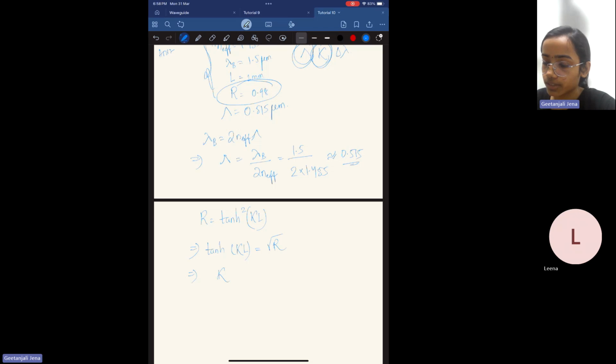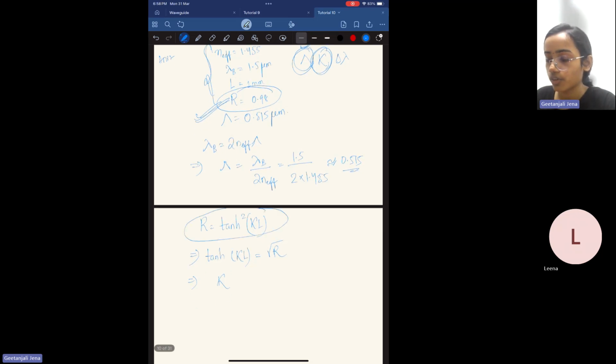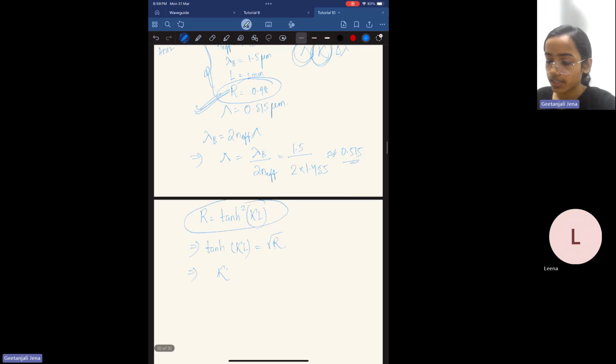Delta n is not given. Okay, so there are different ways that you can calculate kappa, right? I think you are talking about the phase matching condition. 2 beta is kappa, so kappa will be K0 delta n effective. So that you can also follow, but here delta n is not given. But what is given is the reflectivity. Peak reflectivity maximum is 98%. So you can take this expression for reflectivity, tanh square kappa L. So kappa L you can easily calculate now, right?